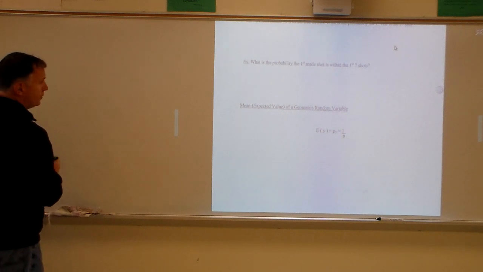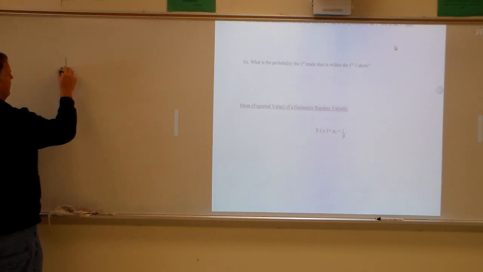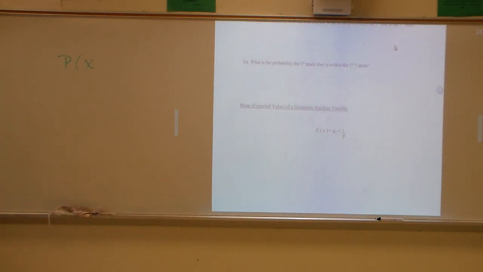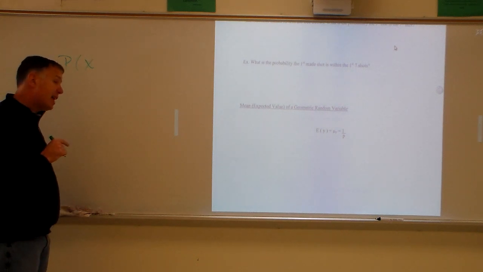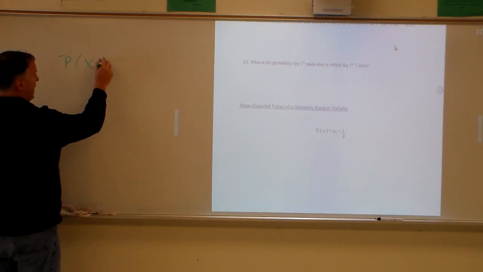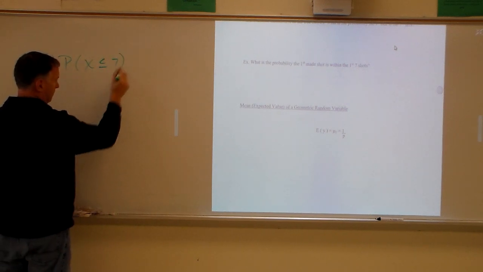Okay? So within the first 7 shots, that's the probability of X what? Is it greater than or equal to? Is it less than or equal to? Is it greater than? Is it less than? We're going to have to figure it out. What do you think? Within the first 7 shots. So, is 6 an answer to that? Yes. Is 8 an answer for that? No. So probability that X is less than or equal to 7.